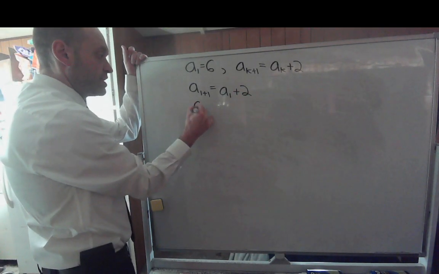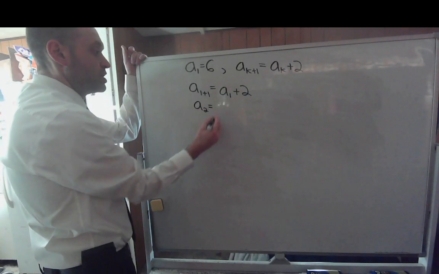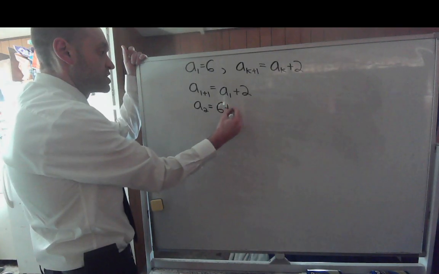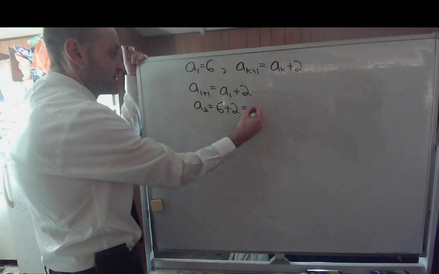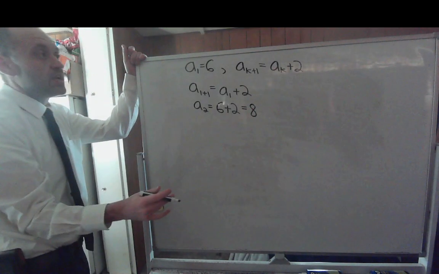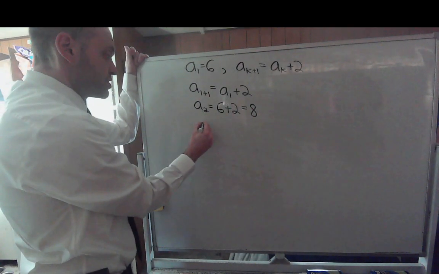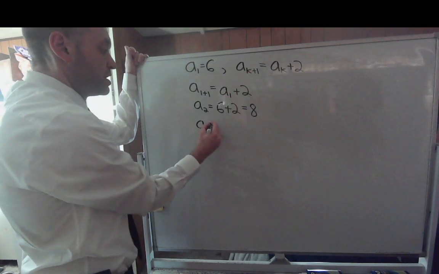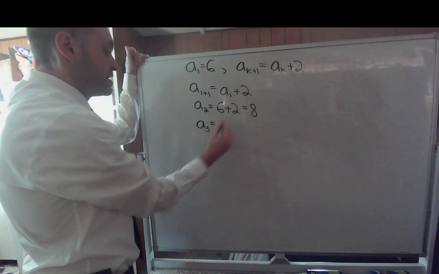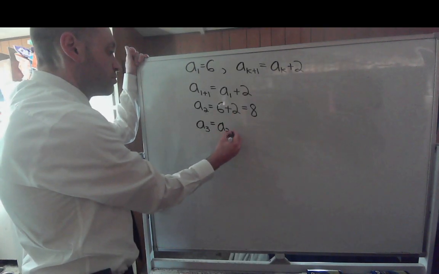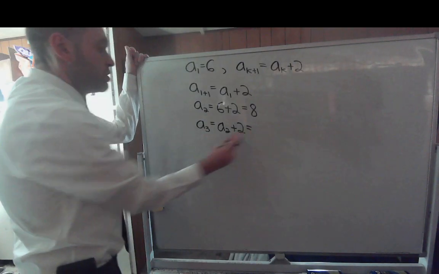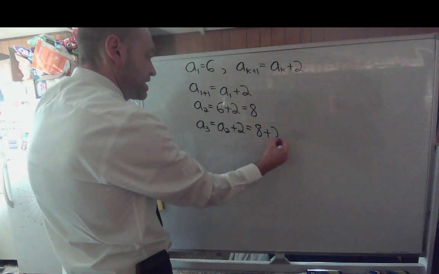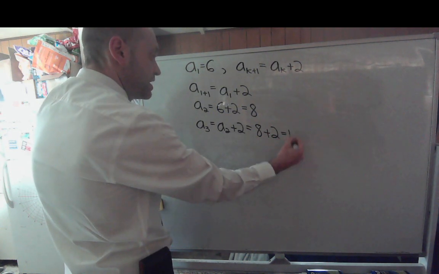What does that mean? That means that a sub 2 equals my a sub 1, which is 6, plus 2, which means my second term is 8. Now if I want to find my third term, a sub 3, since it would just be 2 plus 1, that's going to equal my a sub 2 plus 2. Well, a sub 2 was determined to be 8. Then add that 2, you would get 10.